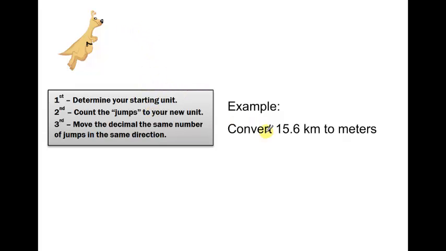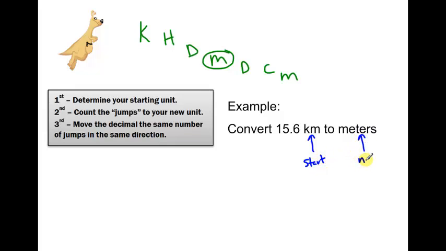So what we're going to do is convert 15.6 kilometers to meters. Now the way I'm going to do this is I'm going to first write down my little acronym, kangaroos hopping down mountains, there's my main unit, drinking chocolate milk. Now here's what I do. I first start by looking at my starting unit, and in this case it's kilometers. I have kilometers, and my new unit that I'd like to get to is meters.